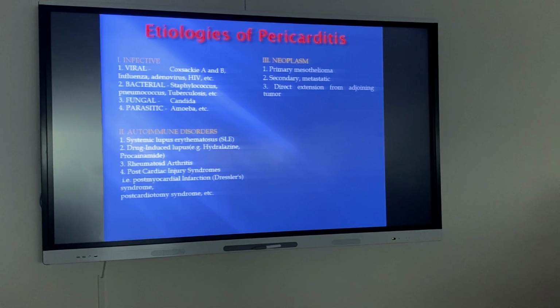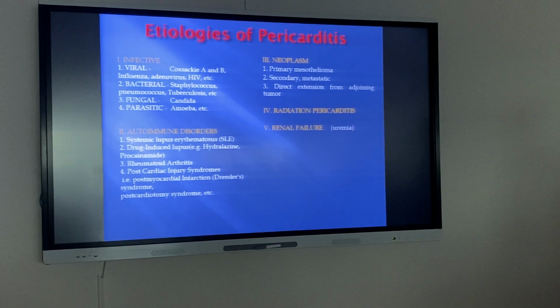Neoplasm, primary, we will discuss later on. Secondary, the tumor is somewhere else, but it is coming into the heart, which is very rare. Direct extension from an adjoining structure, for example a tumor of the lung going towards the heart.